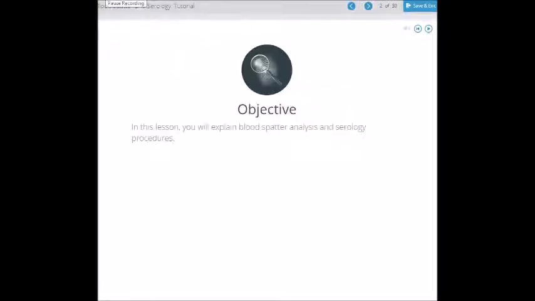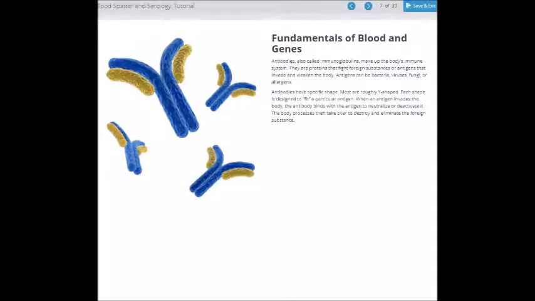The objective in this lesson is we're going to learn blood splatter analysis and serology procedures. It's not really telling you all of it because before we get there we're going to learn about DNA. So now, as usual, I just want to remind you that I skipped over lots of stuff and I don't want you skipping over it, so I'll only go to the good parts in this video. Everything else you are responsible for doing, but we're going to start here, the fundamentals of blood and genes. So we're going to jump into a discussion about immunity a little bit, and then genes and genetics.